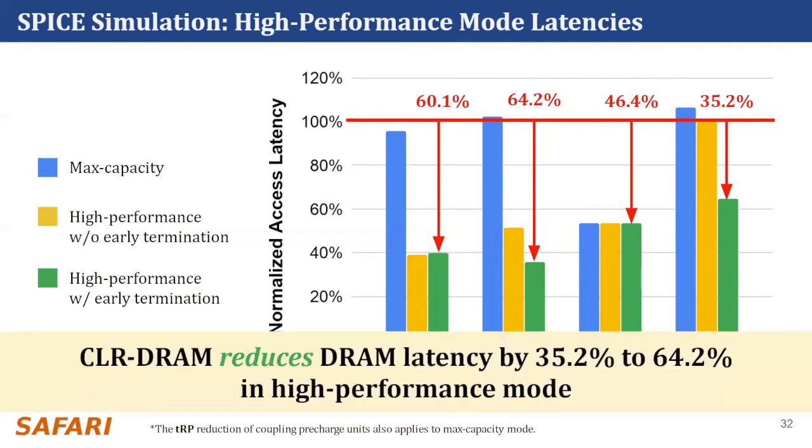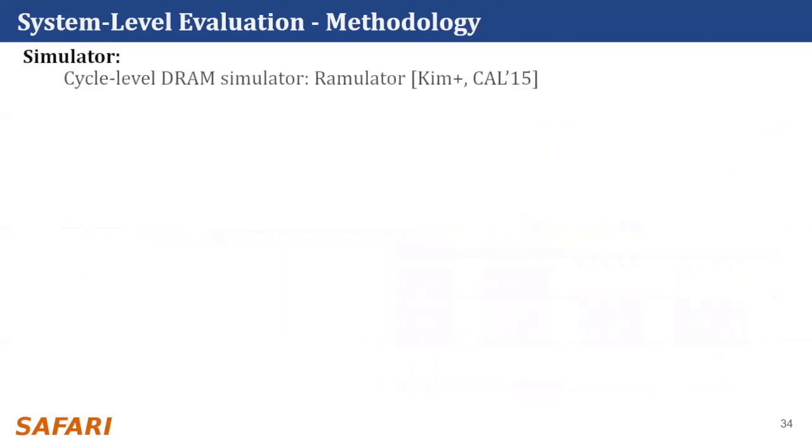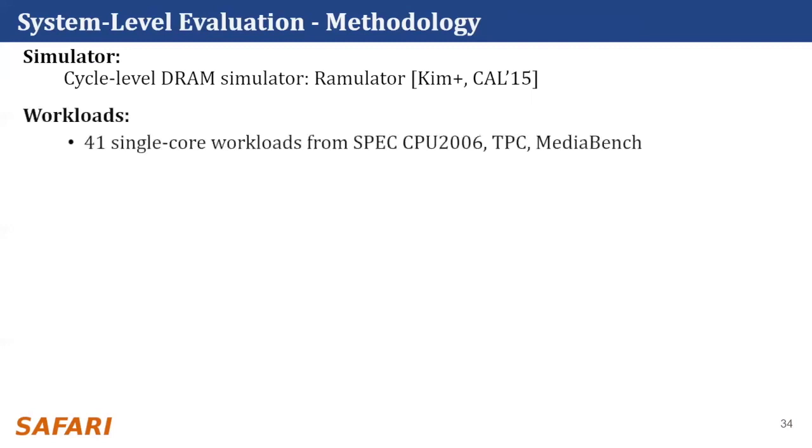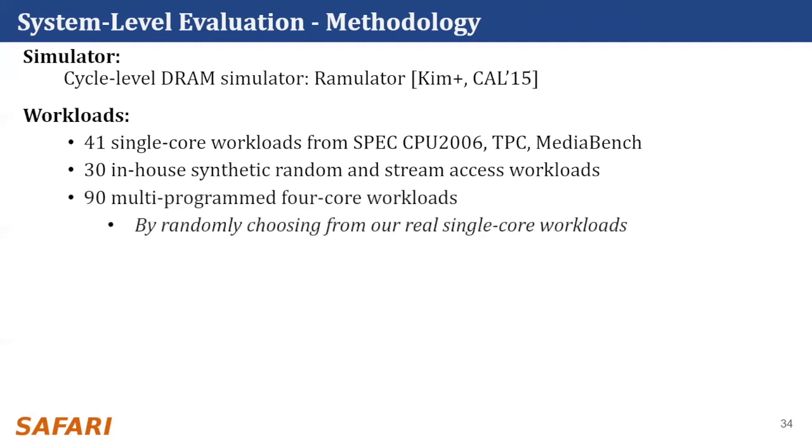We conclude that CLR-DRAM significantly reduces DRAM latency. We evaluate the system-level performance and DRAM energy impact of CLR-DRAM. We use Ramulator, a cycle-level DRAM simulator, to evaluate the system-level performance of CLR-DRAM. We analyzed 41 real single-core workloads from benchmark suites, 30 synthetic random and stream access workloads, and 19 randomly chosen multi-programmed 4-core workloads.